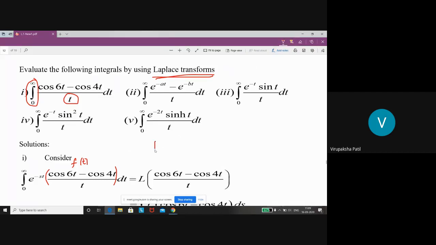What is the value of this? Can anybody tell me? Integration 0 to infinity e to the power minus st into f of t. What is the meaning of this with respect to t? Yes, this is a Laplace transform of f of t. Now what is your f of t here? Cos 6t minus cos 4t divided by t. Therefore, that can be written as Laplace transform of cos 6t minus cos 4t divided by t.